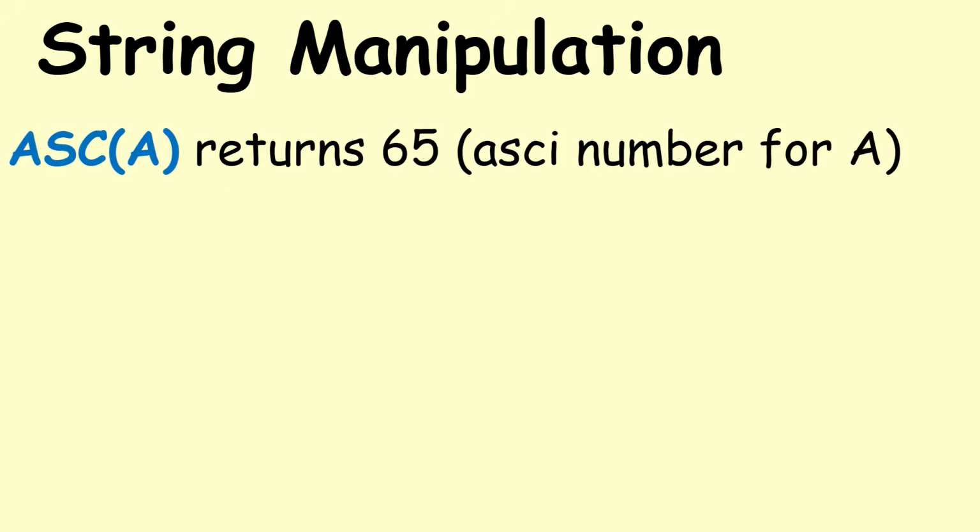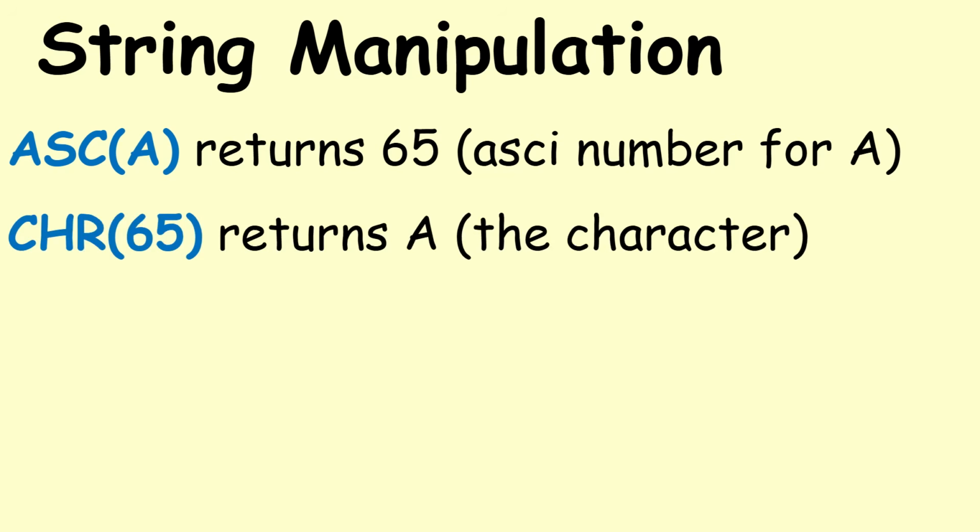We might see this where we've got ASC for ASCII, and then in brackets, the letter A, for example, that would return the ASCII number for A. So in this case, 65. And CHR is the opposite. You would put in the number to represent the ASCII character, and then it would return to you the actual character.